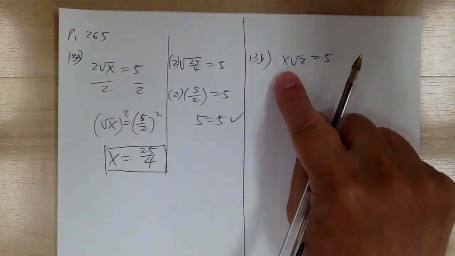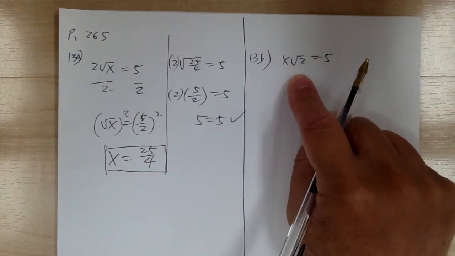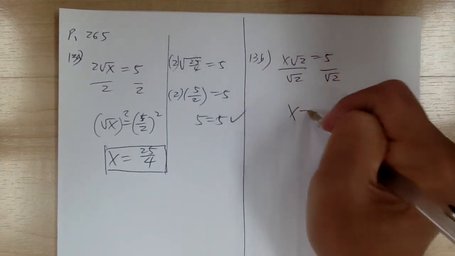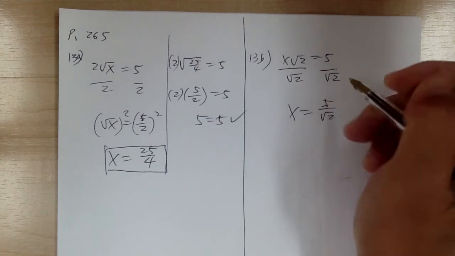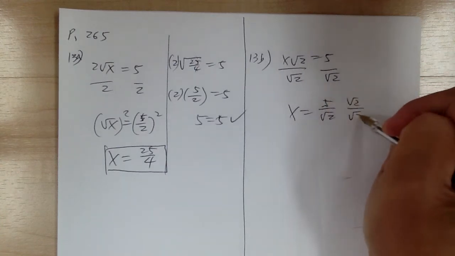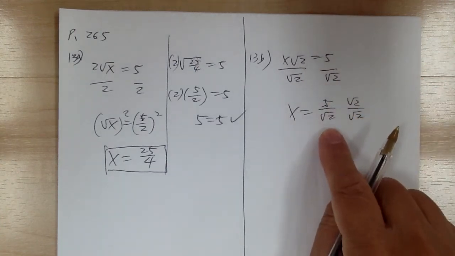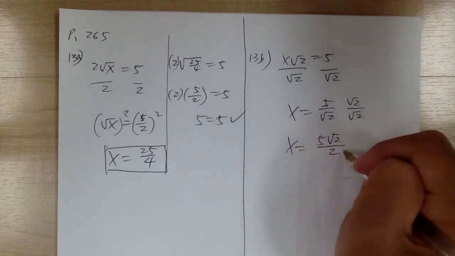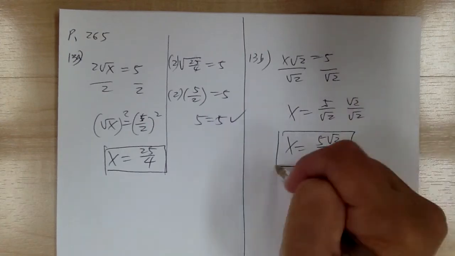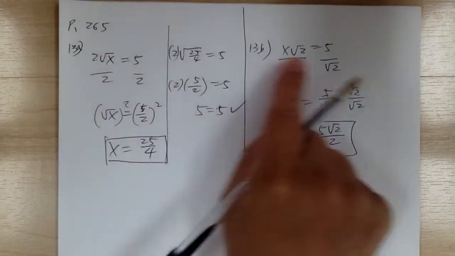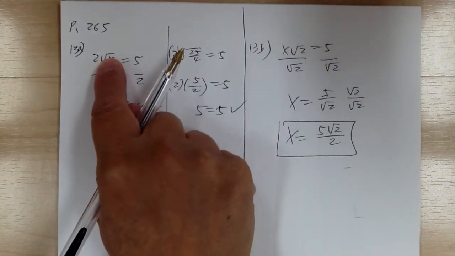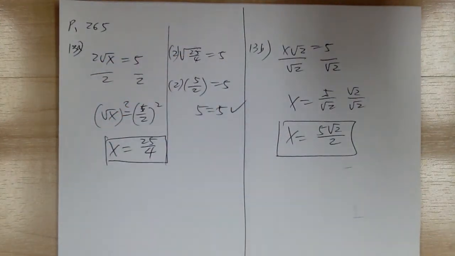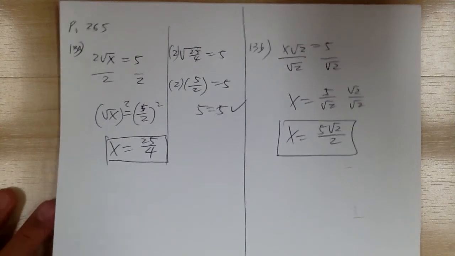Now this one, the variable is not inside, so this is just a regular equation. You can just go and divide by square root of 2, divide by square root of 2. So x equal to 5 over square root of 2. Then after that you have to simplify. You cannot have a square root in the denominator. So x will equal 5 square root of 2 over 2. So again, make sure you know the difference between the two. When the variable is inside the square root, that's when you have to do the squaring to get rid of the square root. Okay, let's go to 15.